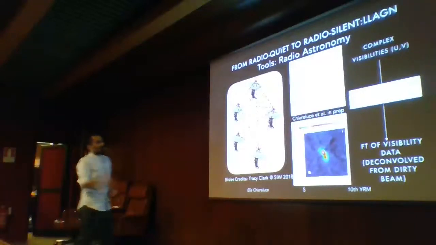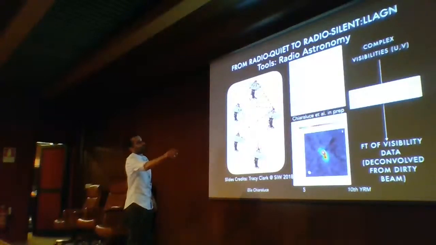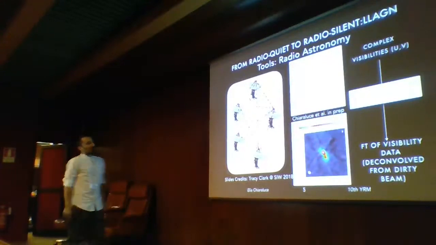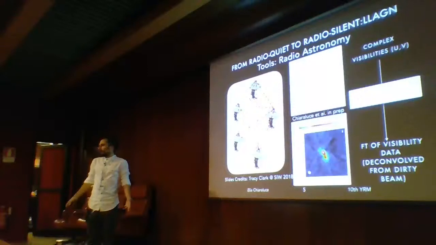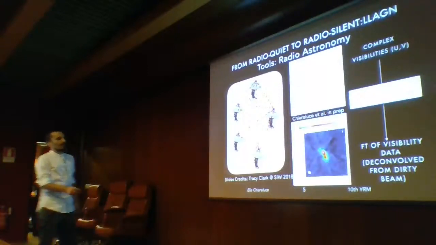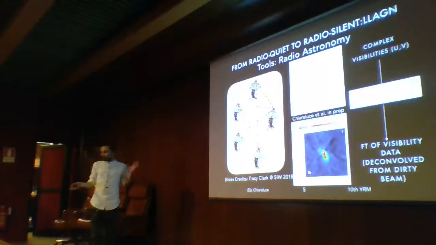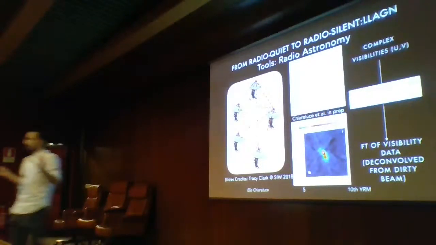You collect a lot of these quantities and you fill more and more this plane. And if you want to reconstruct the brightness distribution of the sky in order to perform your science, because of these equations, you have to Fourier transform them. Okay, this is more or less radio astronomy in 3 slides.